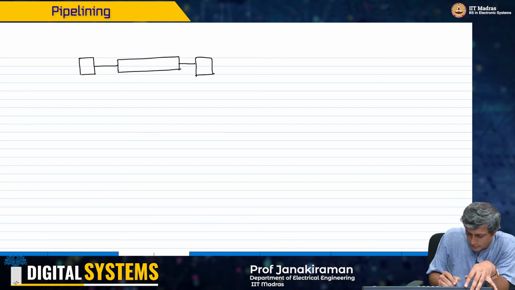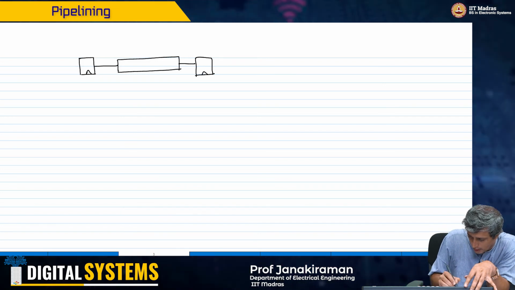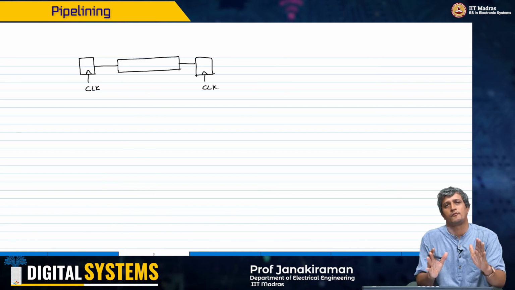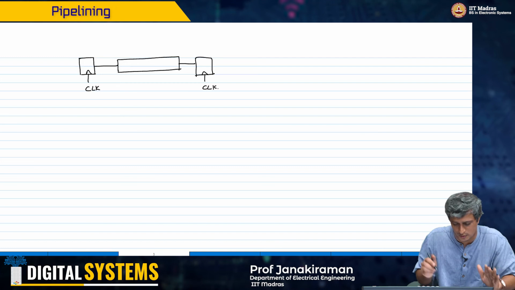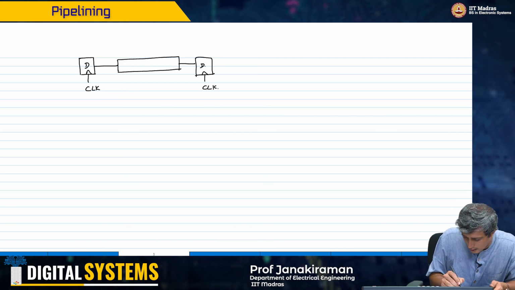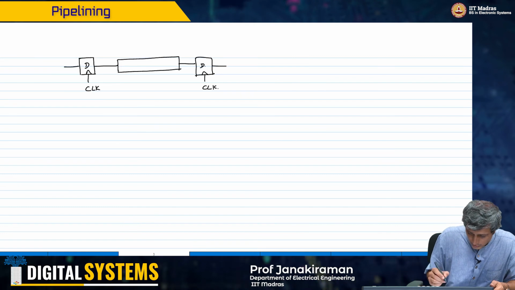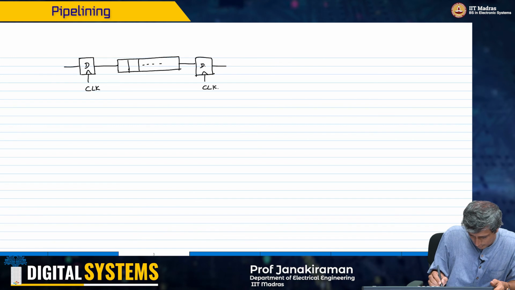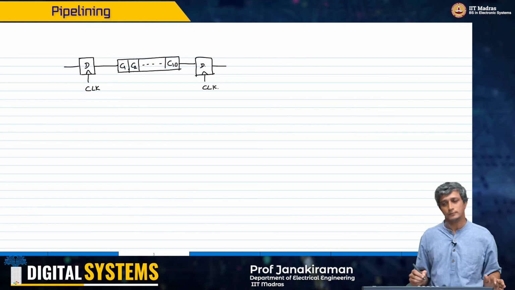Okay, so this is a flip flop. Okay, this is a clock. So all these flip flops that I'm talking about are D flops. So I'll just call it D here. And this is the combinational block, which is basically one after the other, C1, C2, C10.